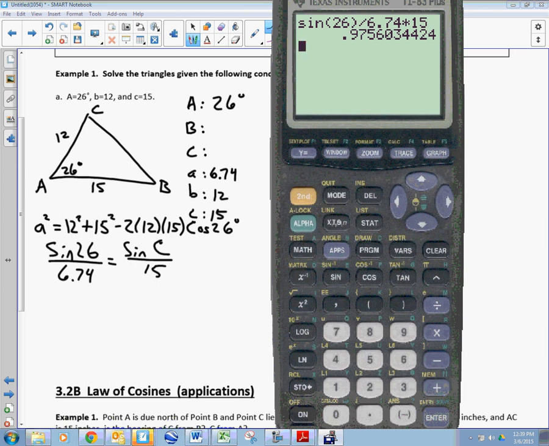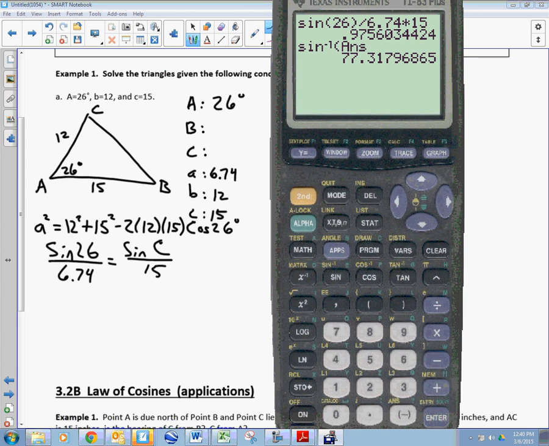Is that going to be my largest angle or my smallest angle? It's your largest angle, isn't it? So if I go second inverse of the answer, I get 77.31, right? But does sine know the difference between the acute angle or the obtuse angle? No, it doesn't. So that's why we need to think about our solution.